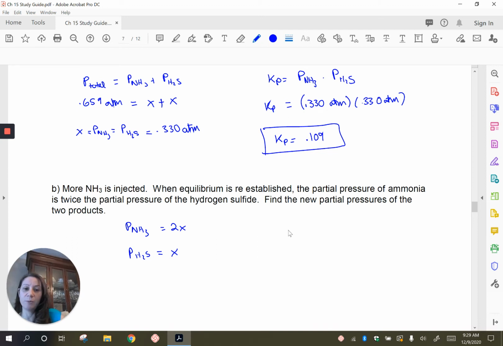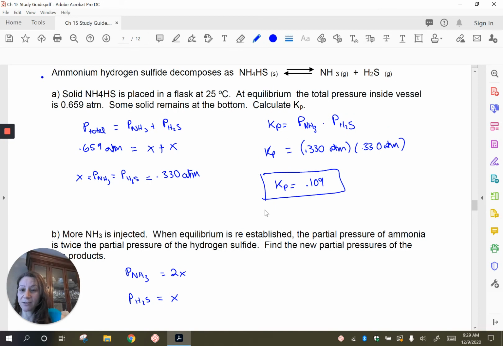What would be the same? Well, the only thing that would be the same is Kp, as long as we didn't change the temperature. Remember, for any reaction, the equilibrium constant is constant as long as the temperature remains the same. The only thing that would change it is if you change the temperature. So the equilibrium constant, whether it's Kp or Kc, should remain the same if you're at the same temperature.